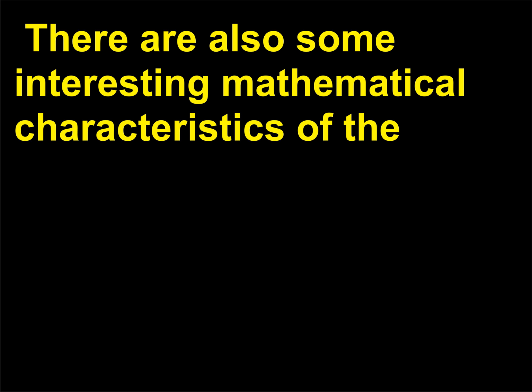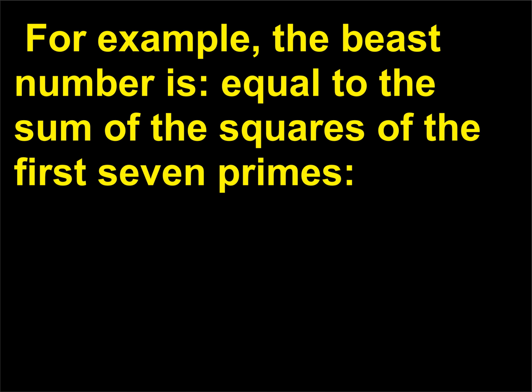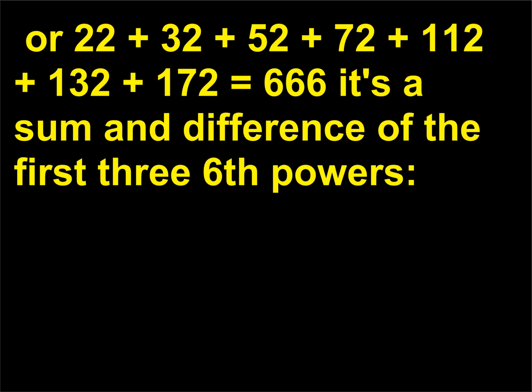There are also some interesting mathematical characteristics of the beast number that mathematicians have found as they played with numbers. For example, the beast number is equal to the sum of the squares of the first 7 primes, or 2^2 + 3^2 + 5^2 + 7^2 + 11^2 + 13^2 + 17^2 equals 666. It's a sum and difference of the first 3/6 powers.